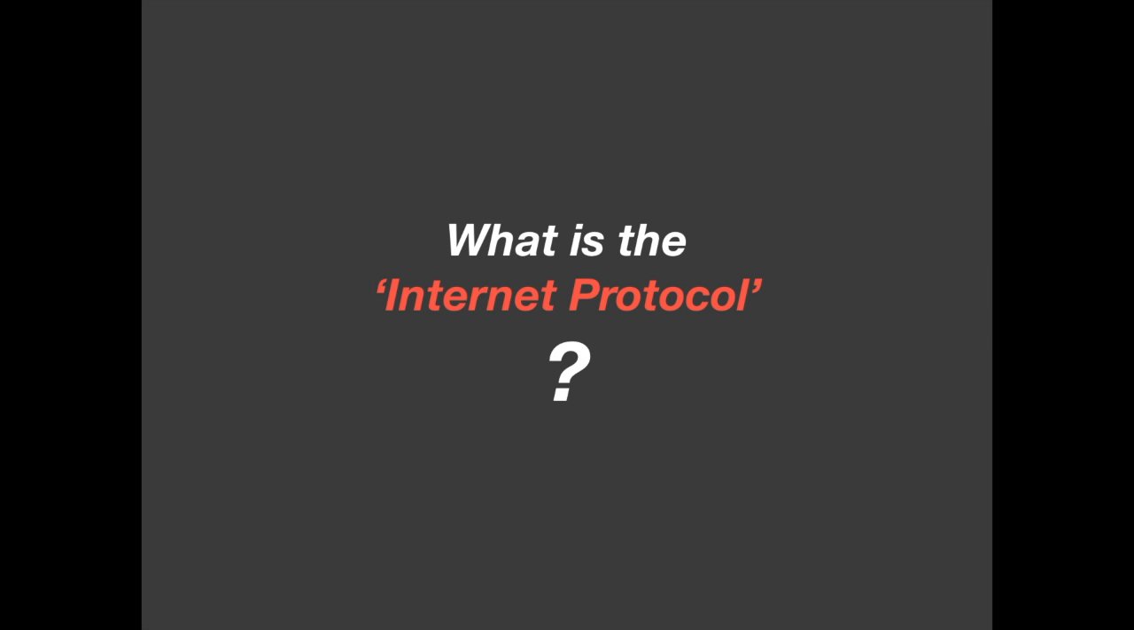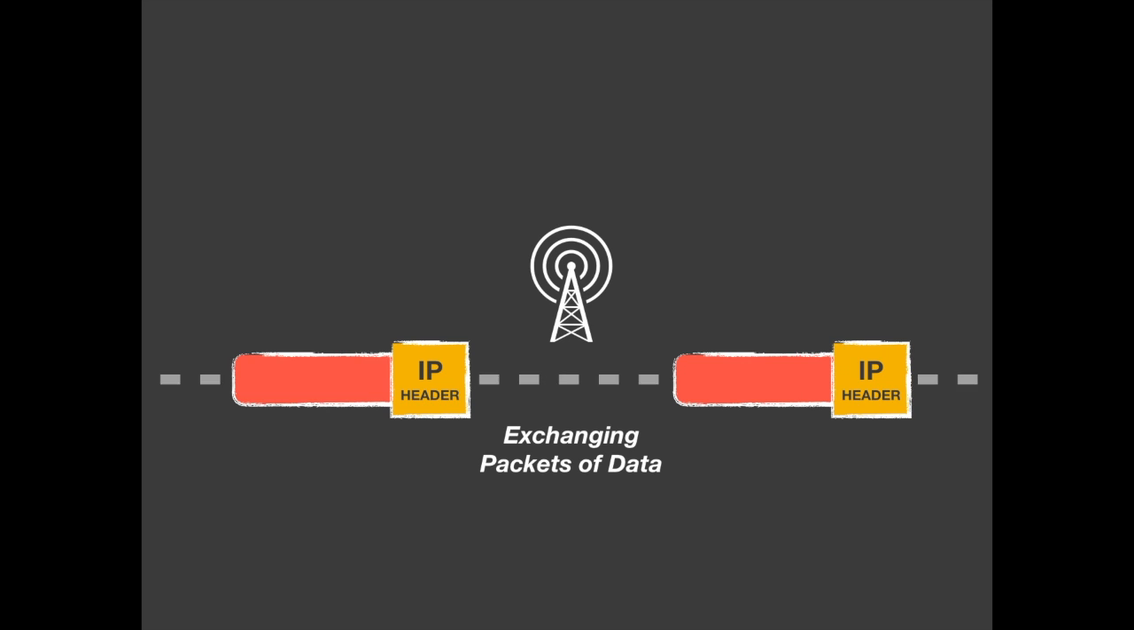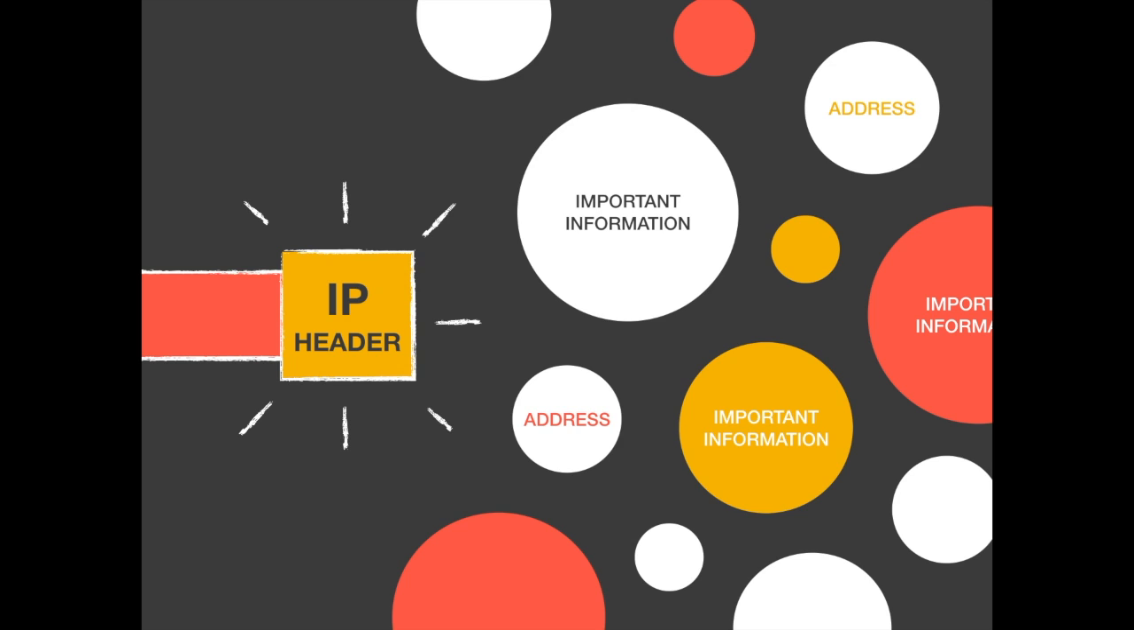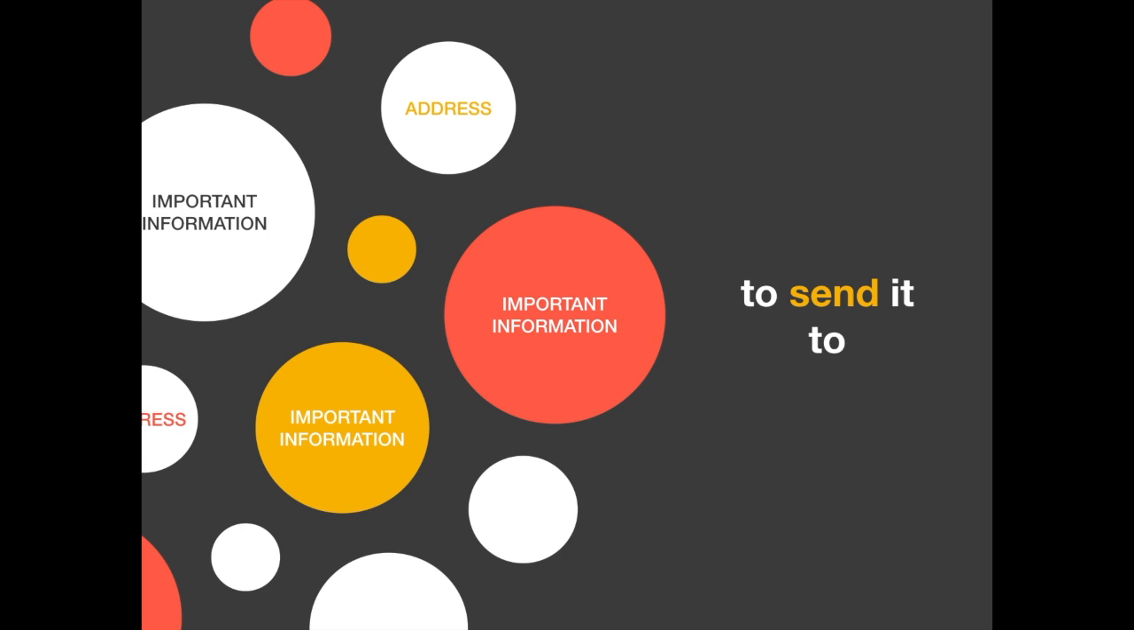So, what is the Internet Protocol? As you may know, a protocol is how network devices communicate together, that is, exchanging packets of data. To make it clear, we use IP headers at the beginning of the packets that we want to send. IP header is the beginning information IP packets must have. It has all the important information such as the address, so we know where to send it to.